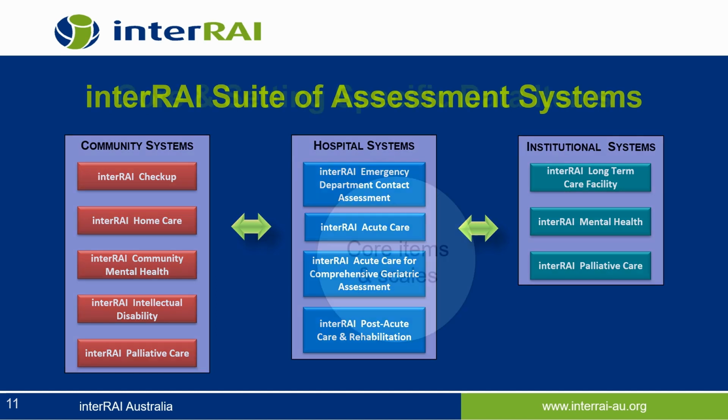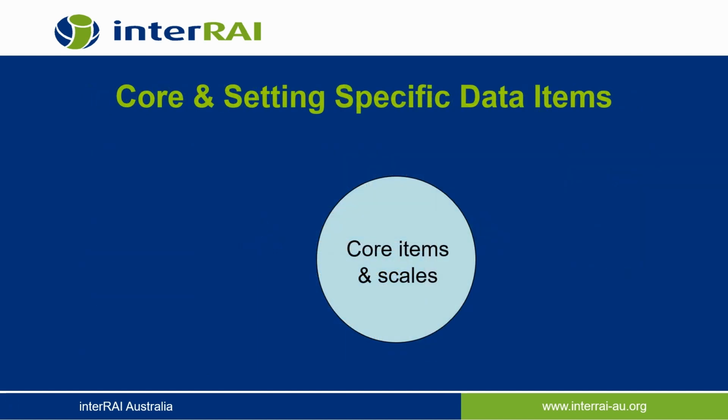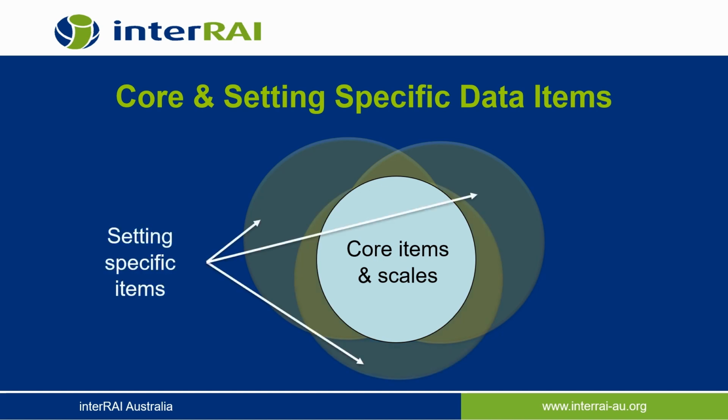An important design feature of this suite of systems is that each of the individual systems contain a set of core items and scales that are identical and common to every system that inter-rai produces. In addition to these core items, there are setting-specific items. To give you an example, if an older person is being assessed in a home care situation, the physical environment, for example, the number of steps to get into the house, where they keep their food, who else lives with them, is quite important. But if the person was living in a long-term care facility, a nursing home, those matters would not be really relevant to that context. So that's the setting-specific items that go with these systems.